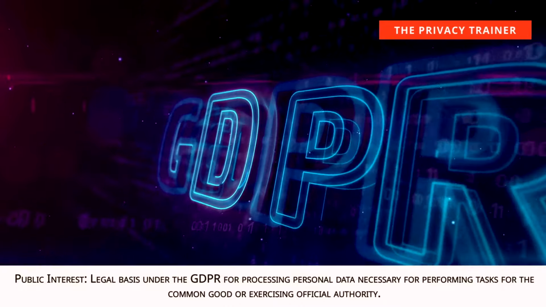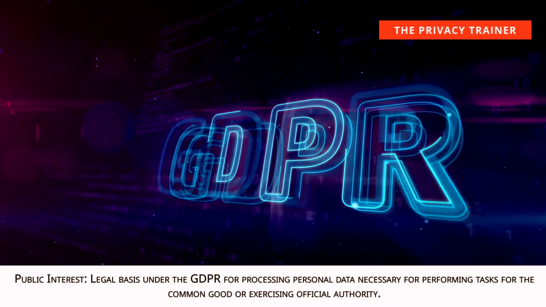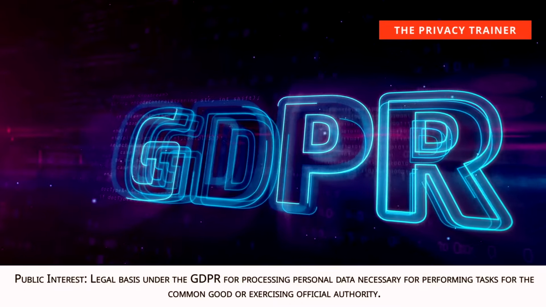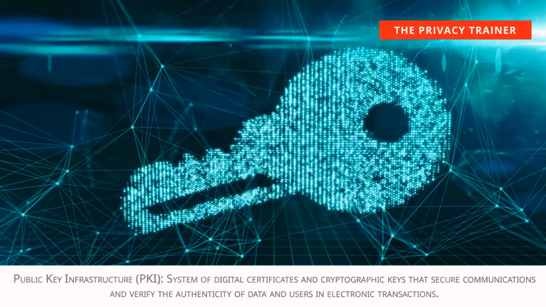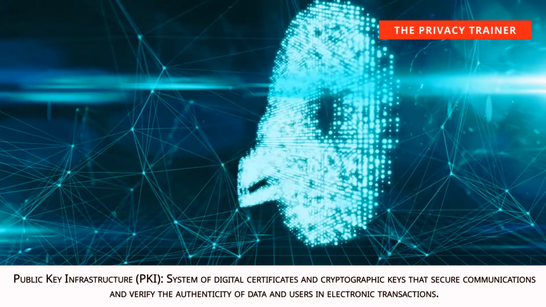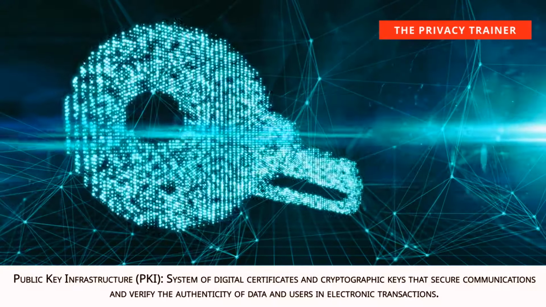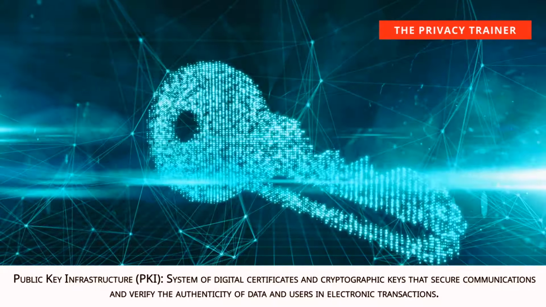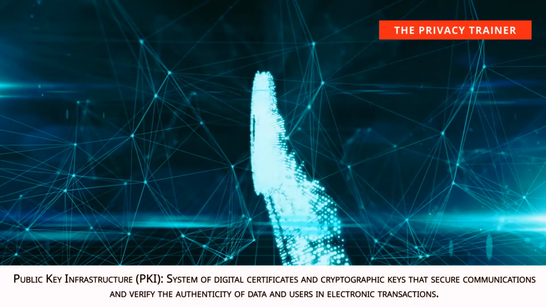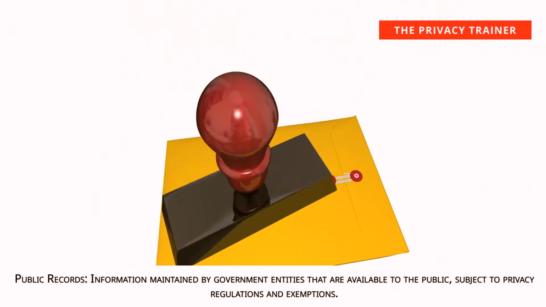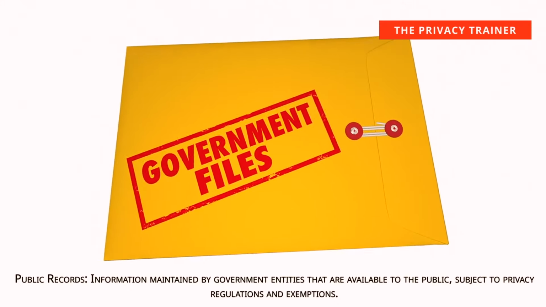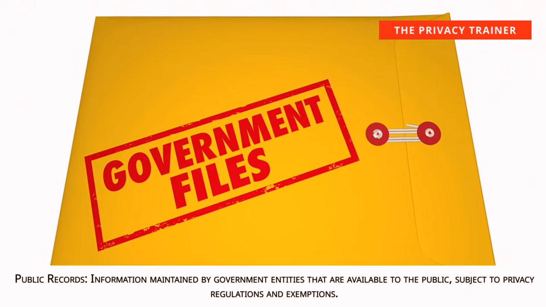Public interest. Legal basis under the GDPR for processing personal data necessary for performing tasks for the common good or exercising official authority. Public key infrastructure, PKI. System of digital certificates and cryptographic keys that secure communications and verify the authenticity of data and users in electronic transactions. Public records. Information maintained by government entities that are available to the public, subject to privacy regulations and exemptions.